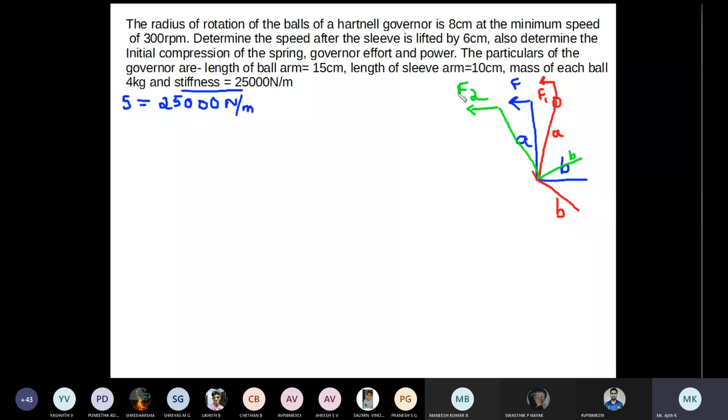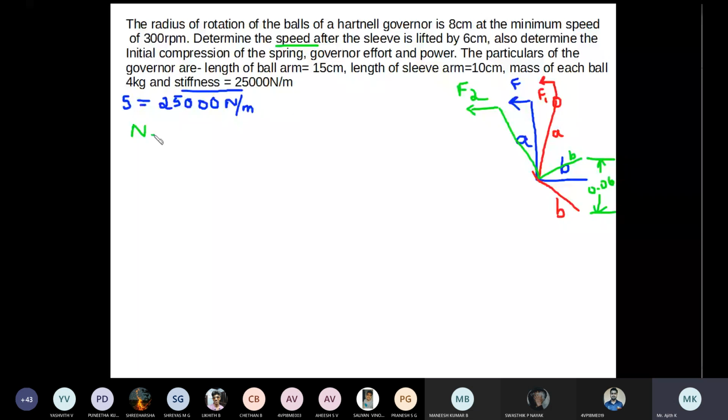First I need to determine the speed after the sleeve is lifted by 6 centimeter. Lift of sleeve means from here to here. This is the sleeve lift. Lift of sleeve is 0.06. You have to calculate what is the final speed N2.